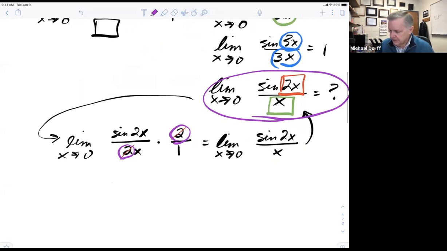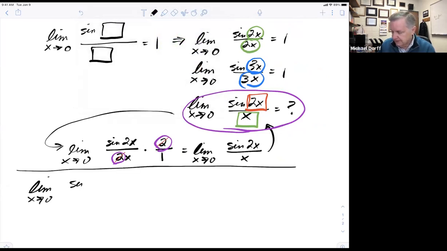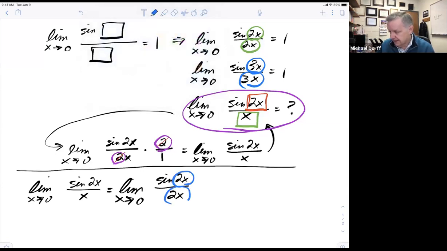All right. So in this problem, if I were to finish this out here, if I started with the limit as x goes to infinity of the sine of 2x over x, what does that equal? Well, I would rewrite that as the limit as x goes to infinity of the sine of 2x over 2x. So now I have this match, but I need to multiply by a 2 up here to balance out with the 2 I had in the bottom.